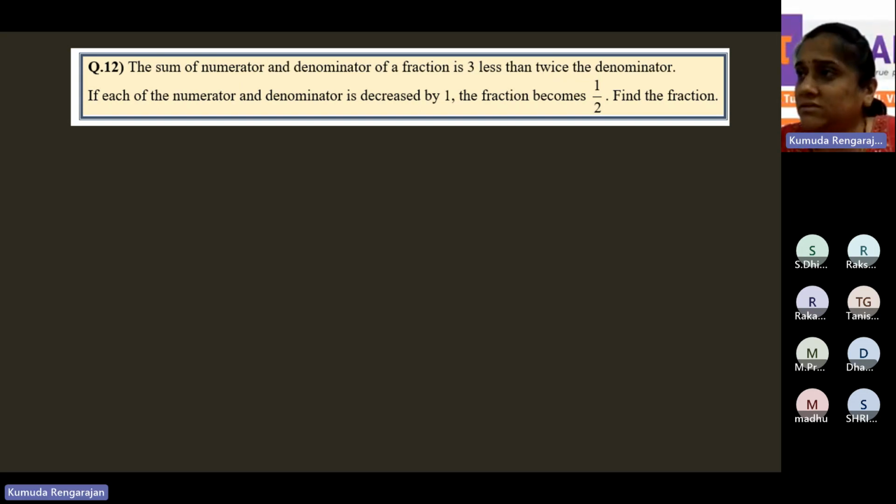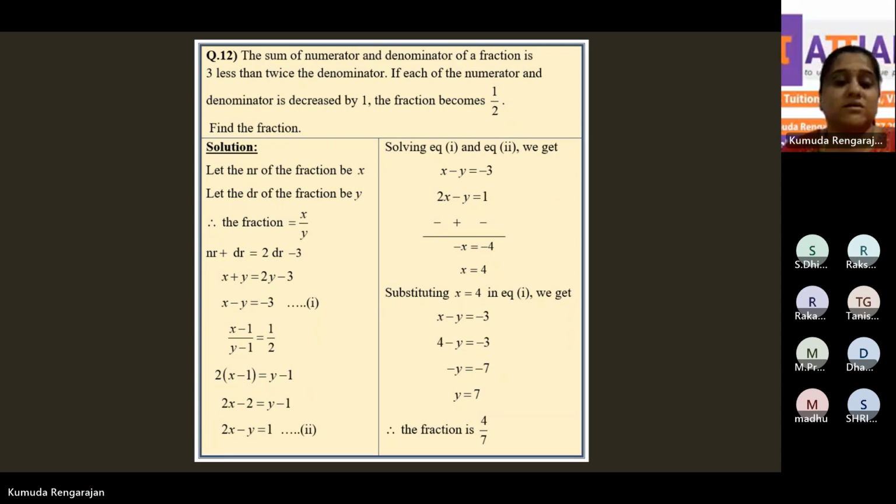Read out your first equation, Florentina. X minus y is equal to minus 3. And what's your second equation? 2x minus y is equal to 1. Very good. I think it's time to see the answer.